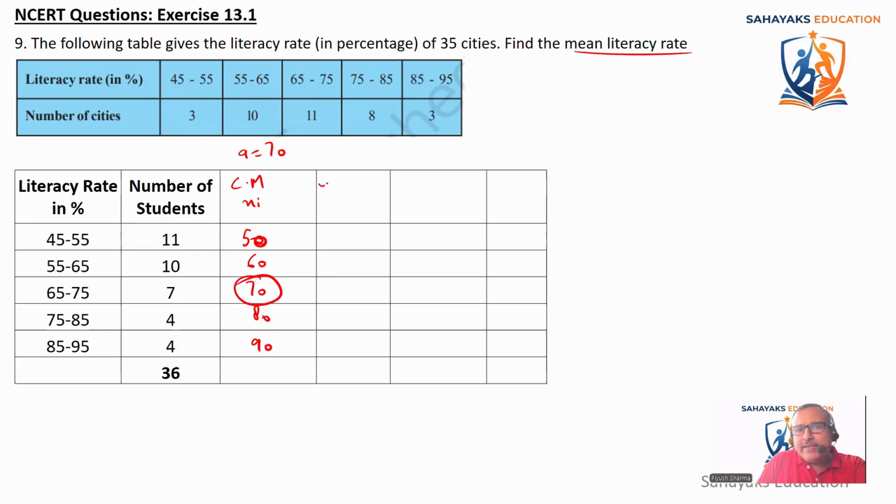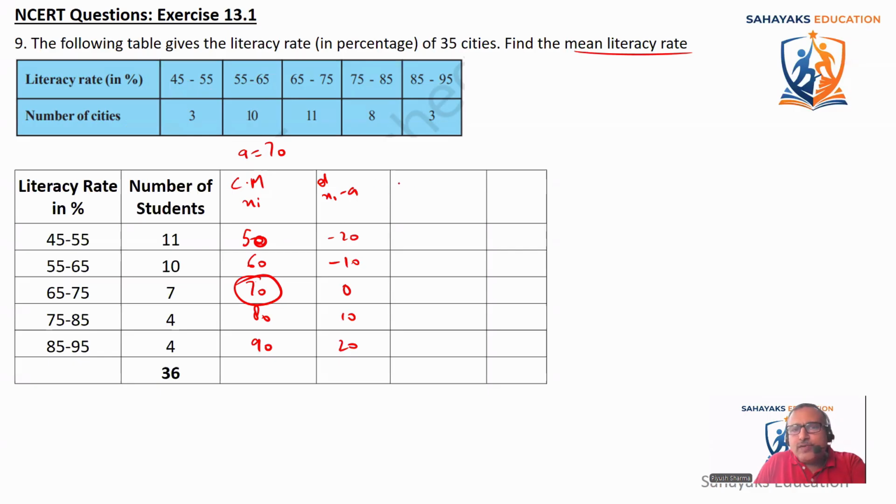And we are going to find the deviation by subtracting x minus a. So this is 50 minus 70. 50 minus 70 comes out to be minus 20. This is minus 10, 0, 10, and 20. I like these kinds of questions where the computation becomes very easy.